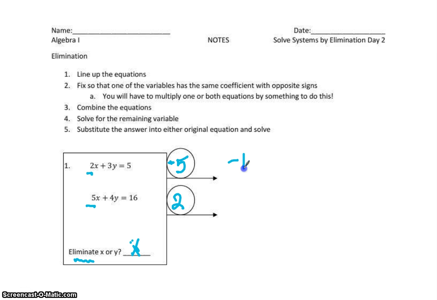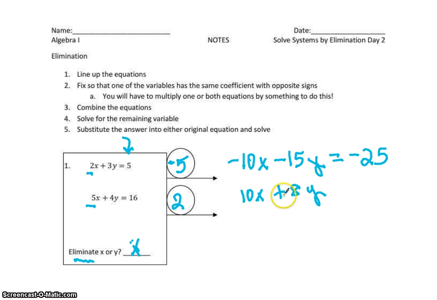2x times negative 5 is negative 10x. 3y times negative 5 is minus 15y. Equals 5 times negative 5 is negative 25. It's very important that you remember to multiply this constant at the end. That's the most common mistake, is not multiplying that. So now everything in the second one gets multiplied by 2. So 5x times 2 is 10x. 4y times 2 is plus 8y. We put the plus because it was positive. Equals 16 times 2 is 32.